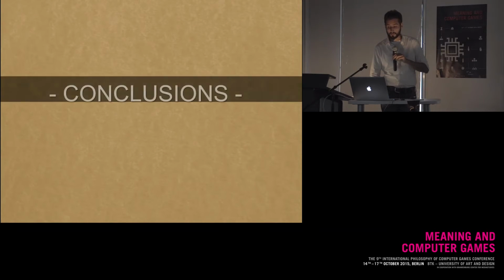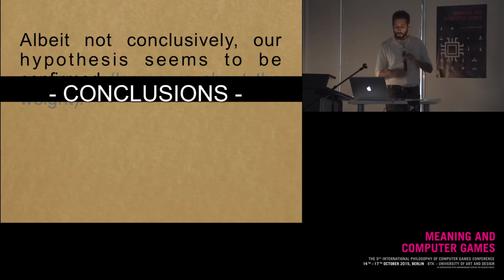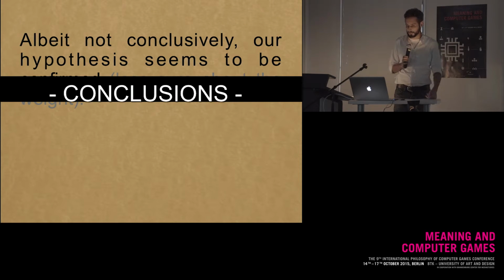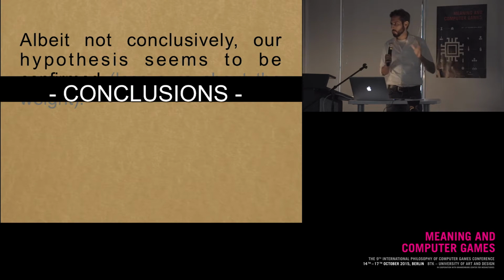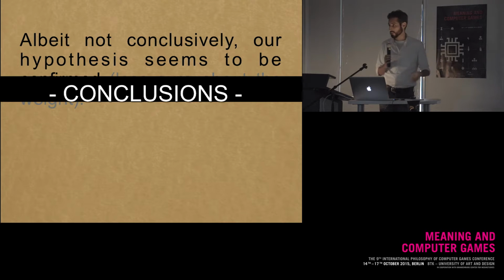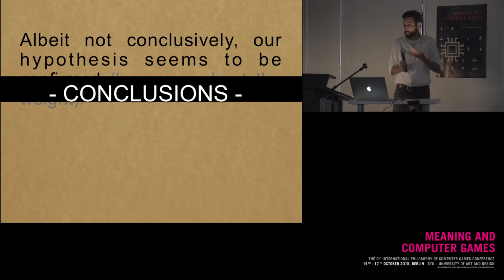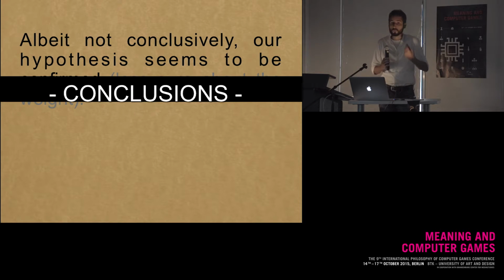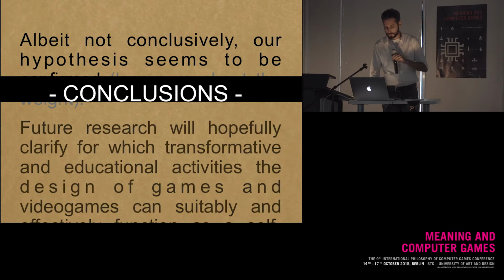So in conclusion, this is my last slide. Albeit not conclusively, our hypothesis seems to be supported by the experiments. However, the weight one remains a question. It seems like they lost weight, but there's no real connection with implicit attitude. Maybe the hypothesis of our partners is wrong. So maybe there's no real connection between this cognitive idea and losing weight.